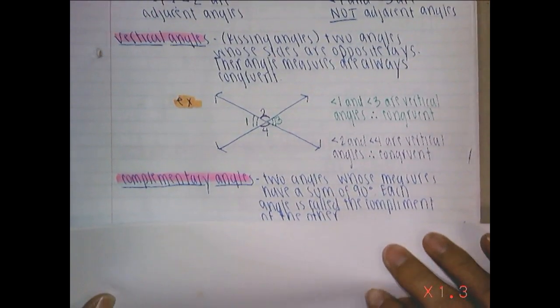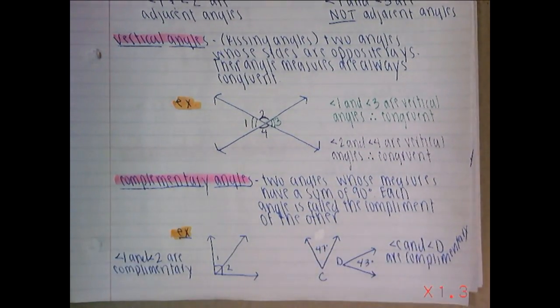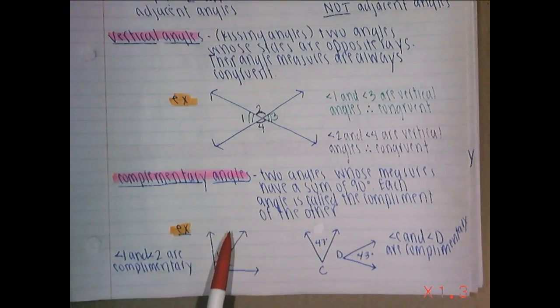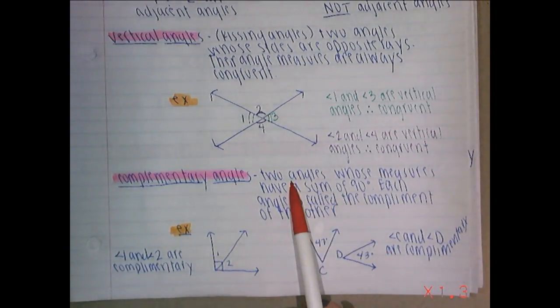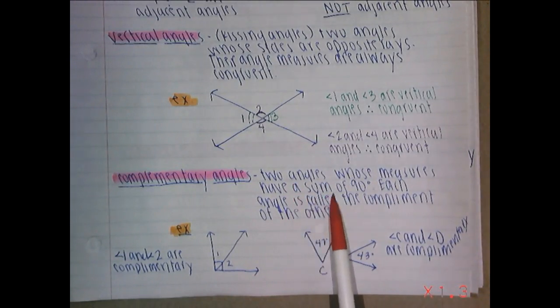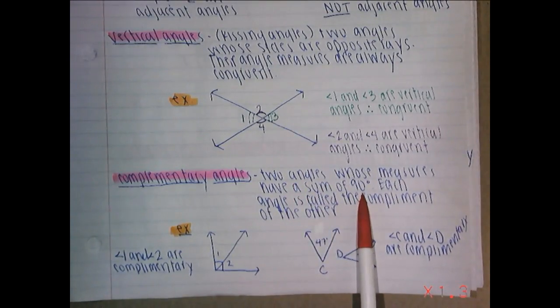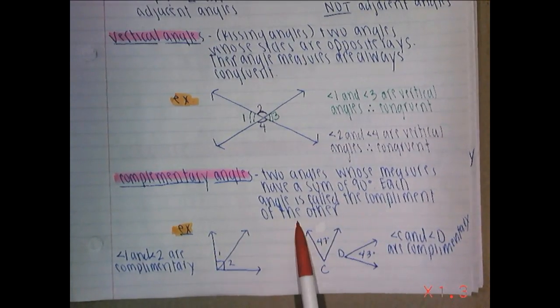Moving along, we'll talk about complementary angles, which you might be pretty darn familiar with. When you hear the word complementary, you need to think of 90 degrees. It's two angles whose measures have a sum of 90 degrees. Remember, sum is adding, when you add them together. Each angle is called the complement of the other.